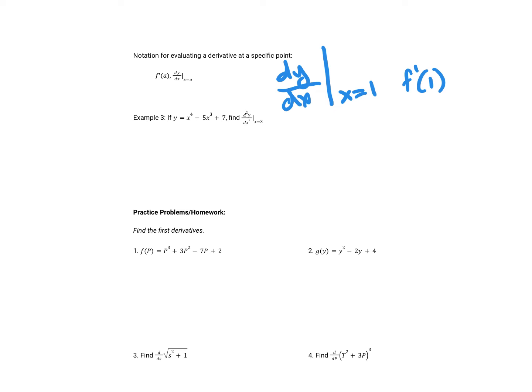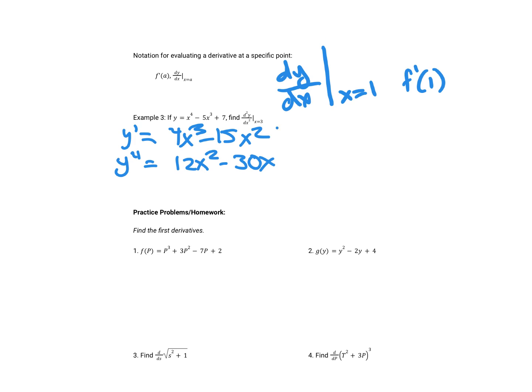It's giving you what y is in terms of x, and it says find d2y dx squared at x equals 3. That means find the second derivative of y with respect to x, and then plug in x equals 3 to find what that second derivative is. Okay, so first let's do y prime, or the first derivative. The first derivative will be 4x cubed minus 15x squared. Then the second derivative will be 12x squared minus 30x.